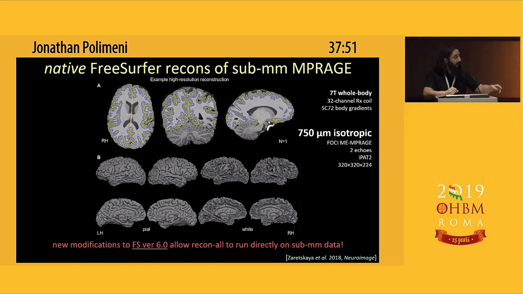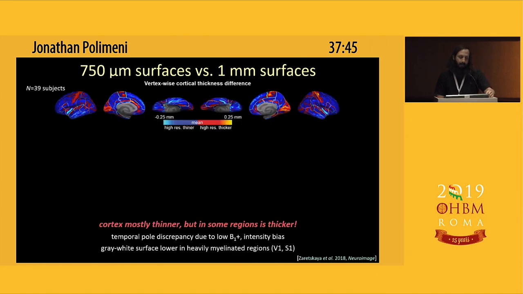So here's some examples of this new recon stream on some 750 micron isotropic MPRAGE data acquired at 7 Tesla. With this higher resolution, we wanted to ask whether or not there'd be any advantages to going to higher resolution in terms of the placement of the surfaces. So here we looked across 40 subjects acquired at 7 Tesla. We compared surfaces reconstructed from 750 micron isotropic data with surfaces reconstructed from our standard 1 millimeter data. What we saw based on inspection is that the surfaces reconstructed from the higher resolution data indeed were more accurate in terms of their placement.